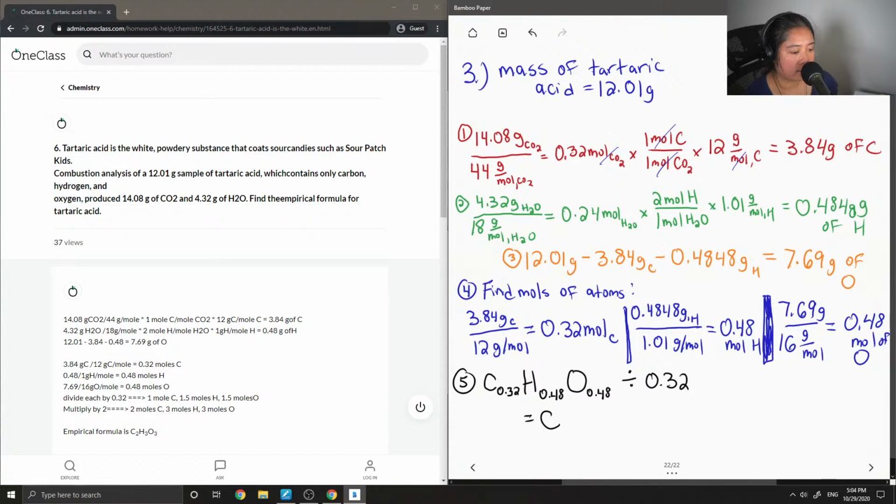And then we get C1, H1.5, and also O1.5. But again, I don't want these in decimals, so I'm now just going to multiply it out by 2, just so that we can get whole numbers. So it's now C2, H3, O3 is the empirical formula.